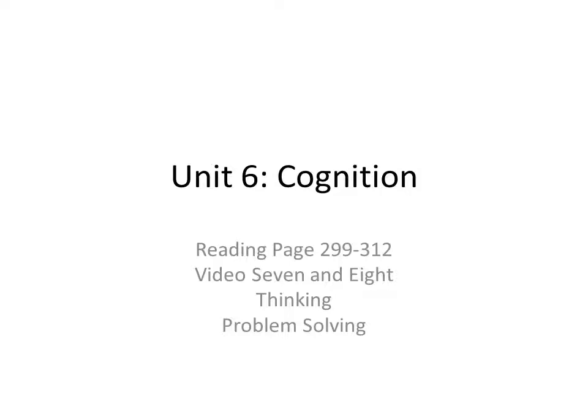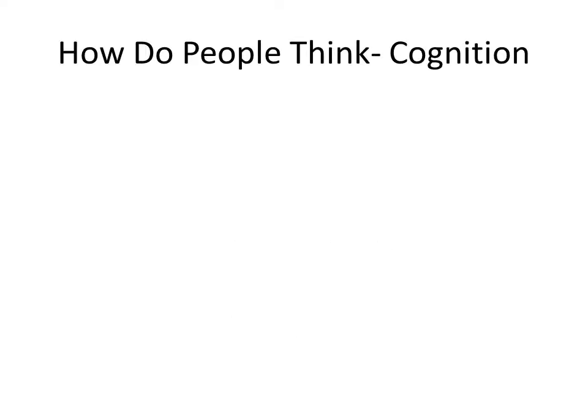Okay, class, this is Unit 6, Cognition. This is 7B in your textbook. Most of the reading can be found on pages 299 to 312. This is video 7 and 8. And most of the information that we're going to cover in this section talks about thinking and problem solving.